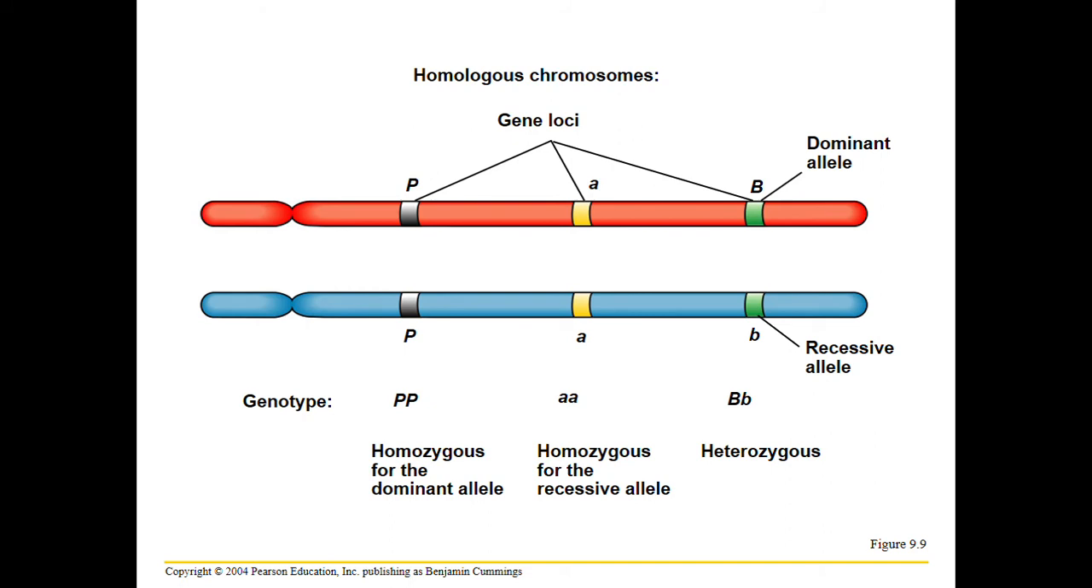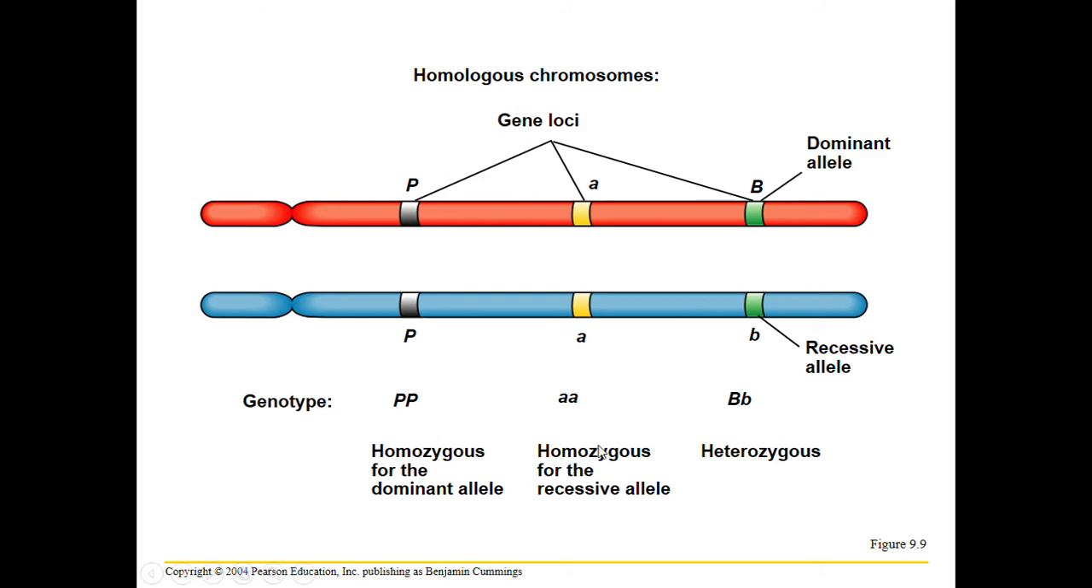Here's an example of different genes at different loci with different possibilities. So the big P right here has two copies of the same allele. They're both dominant. And then little a has two that are both recessive. So right there. And then big B, little b has one dominant and one recessive, which is what we call heterozygous. The other two we call homozygous, and homo means same.